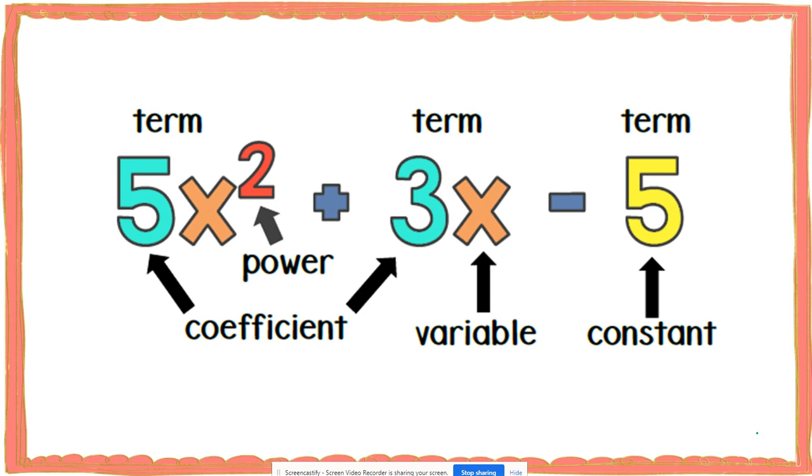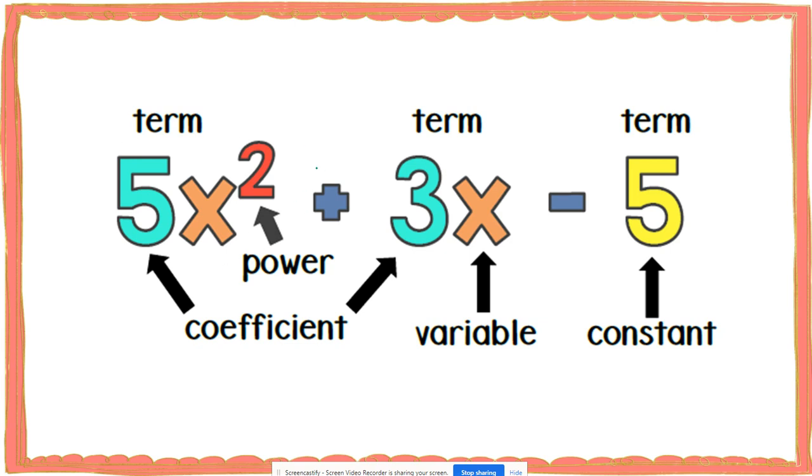In this expression, 5x to the second power plus 3x minus 5, we see that 5x to the second power is a term, 3x is a term, and 5 is a term. We know that they're terms because they are separated by the plus and minus signs. In 5x to the second power, 5 is the coefficient of x because 5 is being multiplied by x. In 3x, 3 is the coefficient because it is being multiplied by x. In both of those terms, x is the variable.